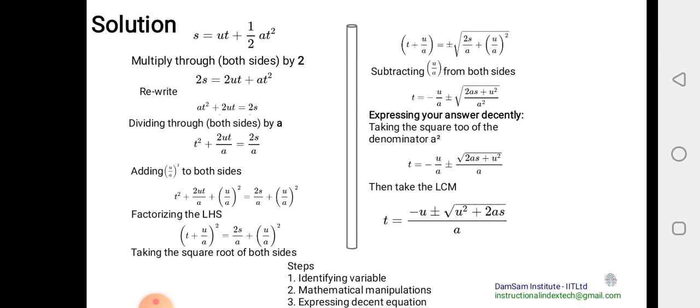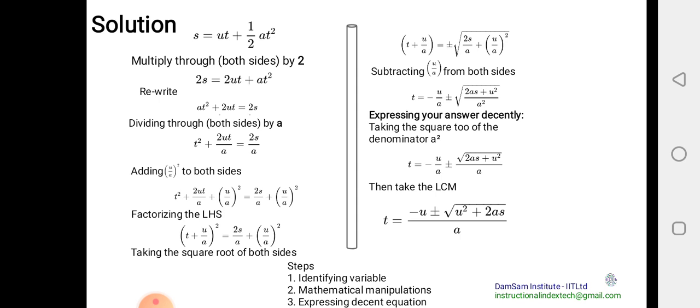And when we divide through by a, we're going to have t squared plus 2ut over a is equal to 2s over a. The next thing we do is to add u squared over a squared to both sides. We actually needed it on the left hand side, and whatever we do to the left hand side, we must do to the right hand side. We're adding it to the left hand side in order to make the left hand side a perfect square, so that we can easily factorize it, just like we have done at the next step.